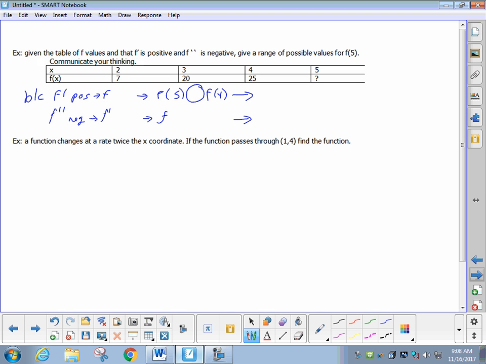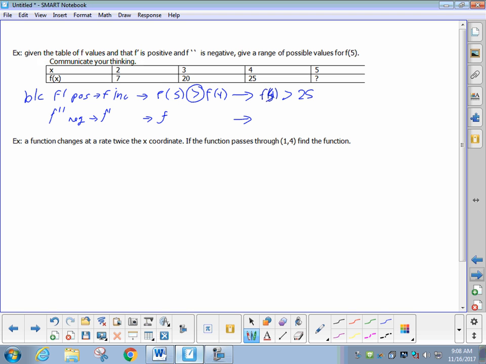So it's making inferences. F prime positive, what does that imply? What's increasing? F is increasing. F prime is positive, F is increasing. What does that imply about how F5 relates to F4? F5 must be greater than F4. That implies then that F at 5 must be greater than 25. That's good.